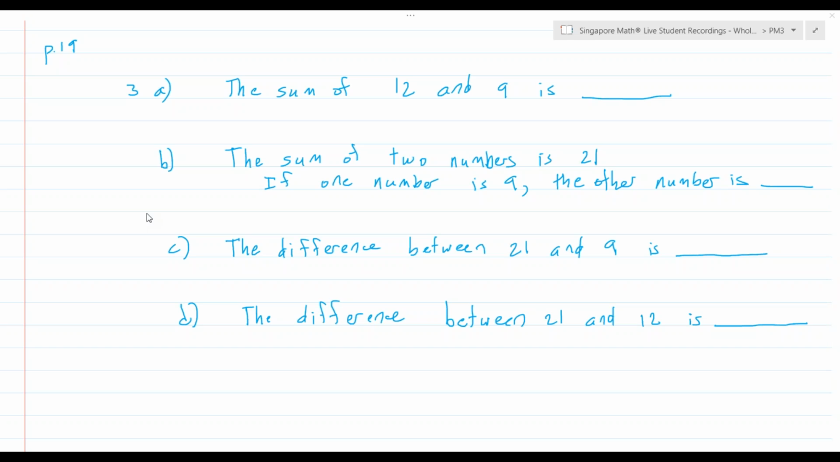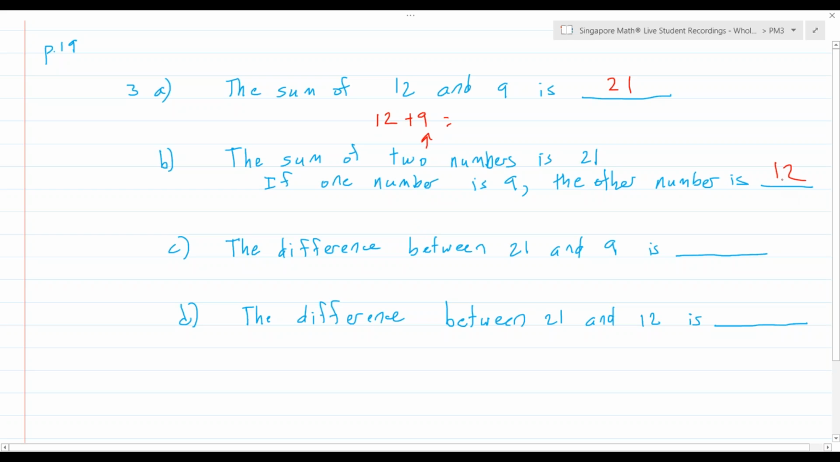The sum of 12 and 9 is, and in your mind you think, 12 and 9, that's going to make 2 tens and 1 extra. Now, notice what they do on this next one. The sum of two numbers is 21. If one number is 9, the other number is, and they're asking us a question that was answered in the question above. And so we already know the answer is 12.